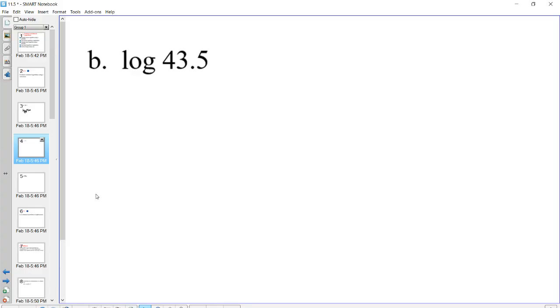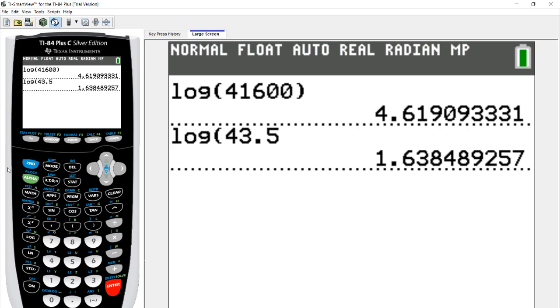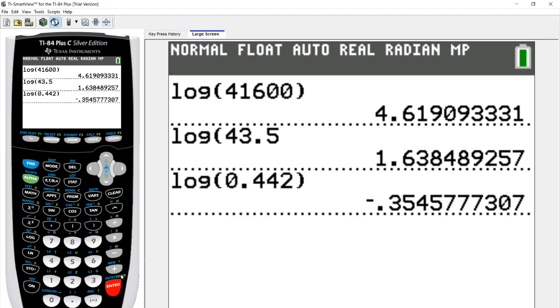All right, next problem. Again, try it. You can pause this, and then you can check, see if you did it right with what I do. So we've got log base 10 of 0.442. So let's go log 0.442. I'm going to close the parenthesis this time just because. And there's your evaluation.